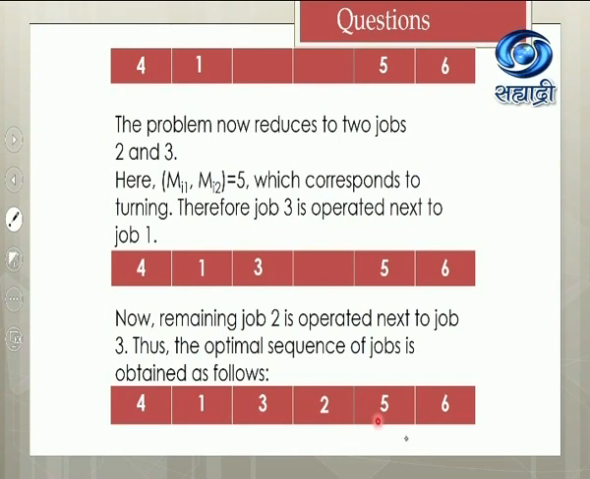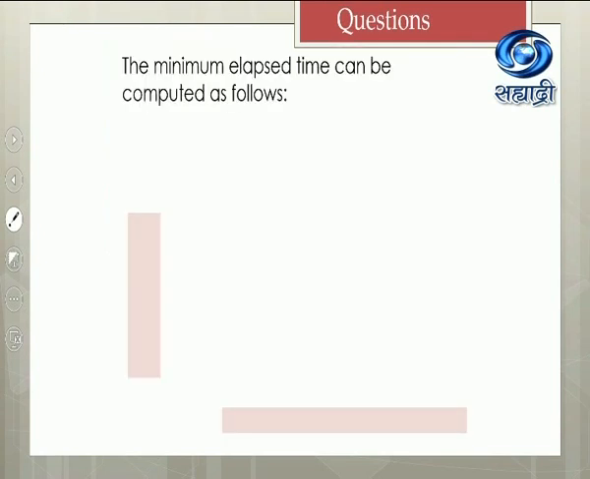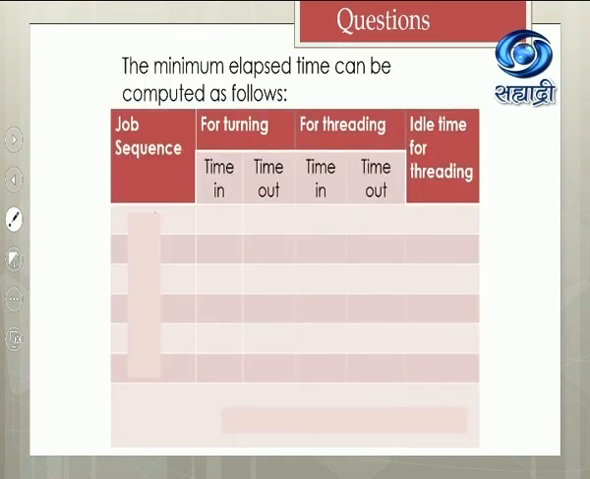Students, the final sequence which we have obtained is what you are expected to write. No need to show all this working. It is okay if you just write down the final sequence. Now we will go for the working table. The minimum elapsed time can be computed as follows. So you have to make a table like this: job sequence, for turning time in and time out, for threading time in and time out, and idle time for threading.